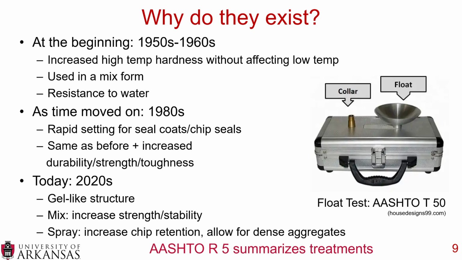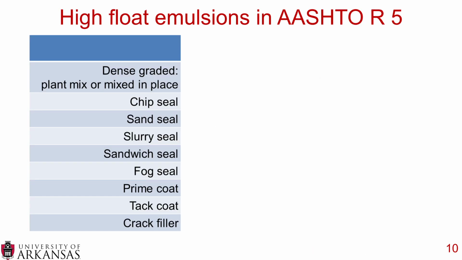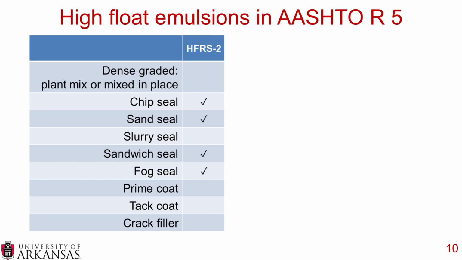Now, if you want a nice summary of where high floats can be used, I encourage you to take a gander at AASHTO R5. And you can see these are the different treatments that high float asphalt emulsions can be used in. We got the dense graded up top. We got a layer of surface treatments, and then some pre-application treatments as well. So a HFRS, a high float anionic rapid set high viscosity, can be used in a chip seal, sand seal, sandwich seal, or fog seal.